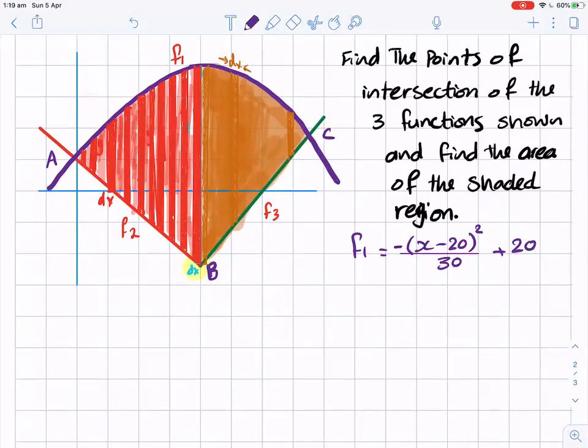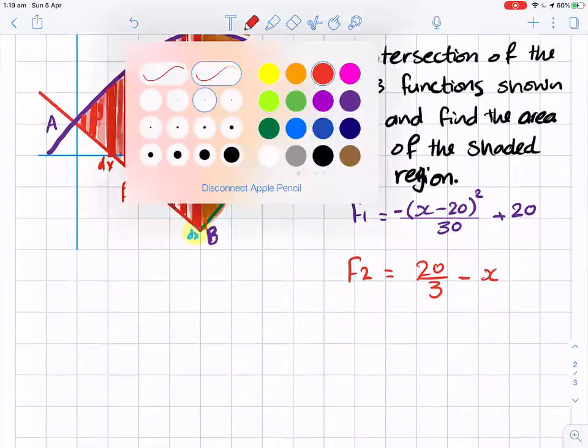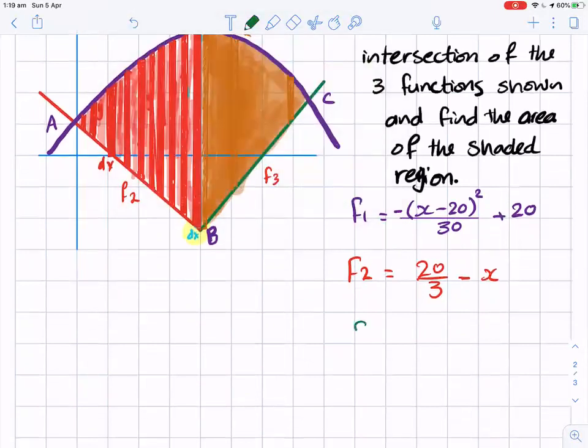And F2, which is the red line here, I'll write down in red. F2 is 20 over 3 minus x. And the third function, which is the other line, F3, is x over 2 minus 12.